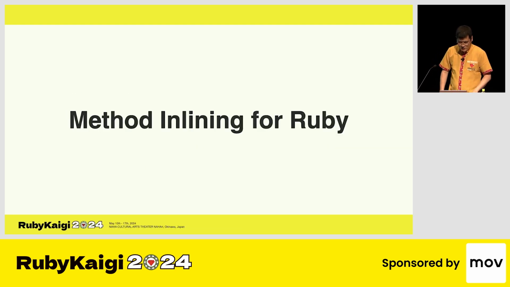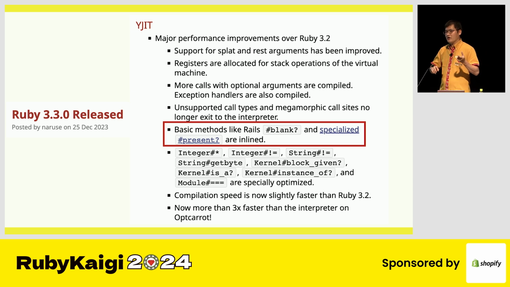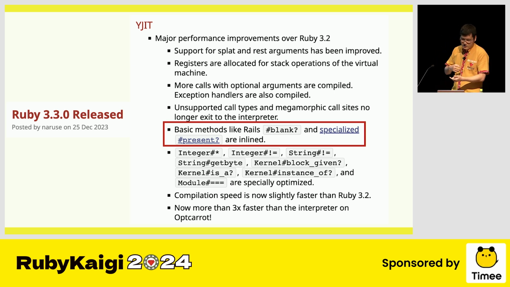Another topic is method inlining for Ruby. There was also an improvement in Rails recently. Rails 7.2 had a patch by Jean that adds a specialization for the present? method. If you don't know the present? method, there's a Ruby built-in method called nil?. Similar to that, blank? works like nil?, but it also returns true for something like empty strings and empty arrays. And the opposite of blank? is present?.